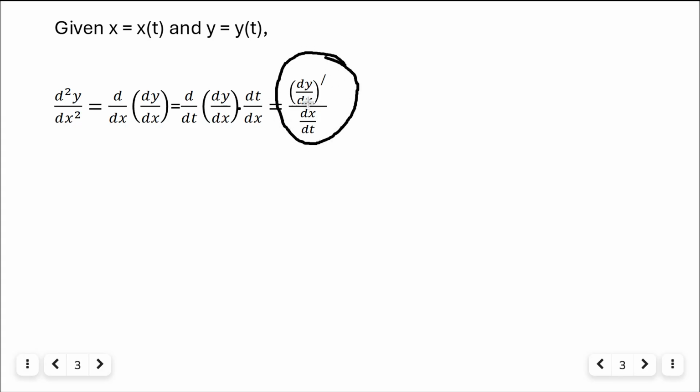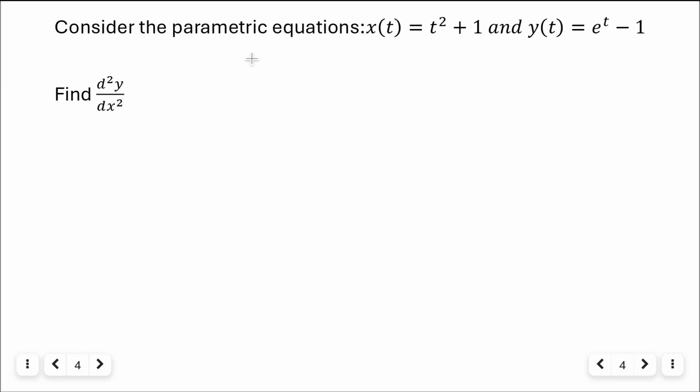I'm going to find the derivative of dy/dx in terms of t, and then divide by dx/dt as my correction factor. All right, so let's try a couple here real quick. Let's consider these parametric equations. I want you to find the second derivative of y with respect to x.